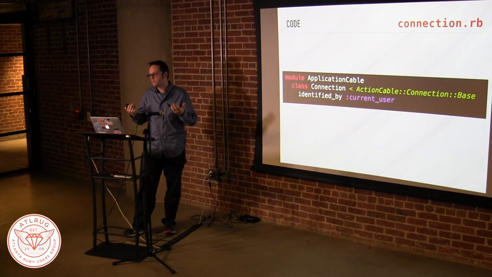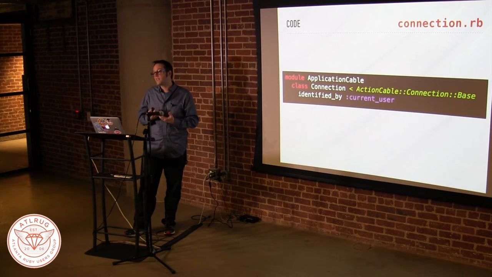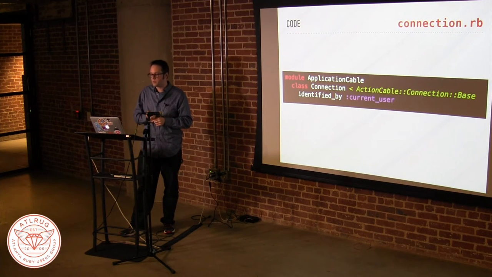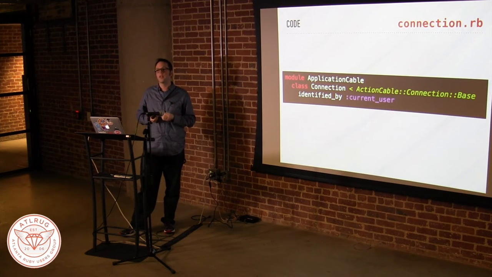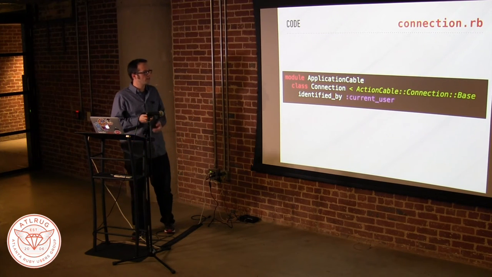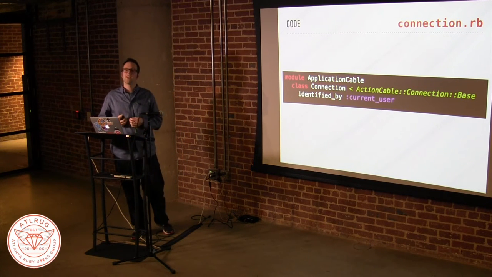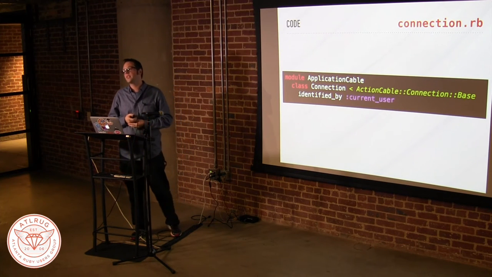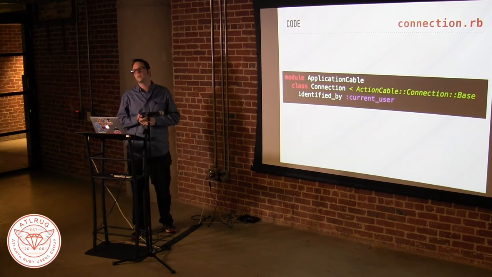Application Cable is a module. Its connection class inherits from some Rails goodness. You'll need some kind of identified_by statement. This method is a connection identifier that can be used to find the specific connection again later on. Of course, for this example to work, you would have had to set up authentication somewhere in your program previously. It doesn't need to be current user. It could be user ID. It could be a UUID. You can really put anything here.